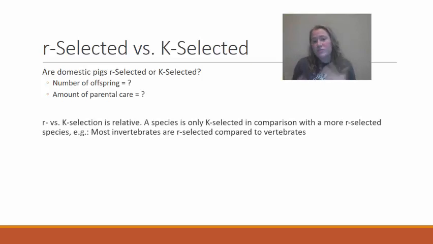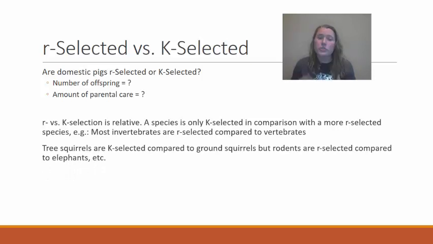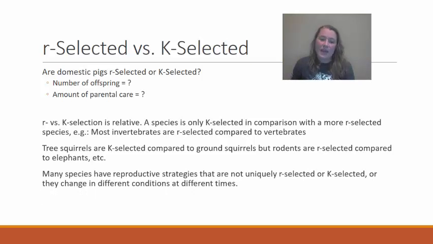So typically, R versus K selection is relative. We're really just comparing pigs compared to rabbits. Well, the pigs would be K-selected. But pigs compared to humans, pigs would be more R-selected. So it depends on what you're comparing that particular species to. For example, tree squirrels would be K-selected compared to ground squirrels, but these ground squirrels or rodents are R-selected compared to elephants. So there's a little bit of variation going on. And many species have reproductive strategies that are not unique to one or the other of these life strategies.